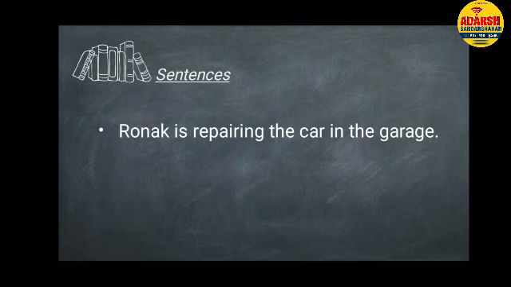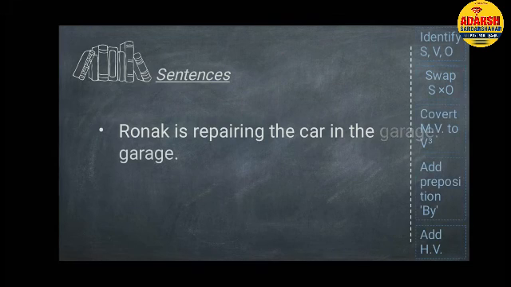So now before going on, let us revise all 5 steps, which are: identify subject, verb and object; swap subject to object and object to subject; convert main verb to verb's third form; add preposition by; and finally the fifth one, add helping verb, or should I say add the correct helping verb, which is a must. So let's go to our first step. Ronak is repairing the car in the garage.